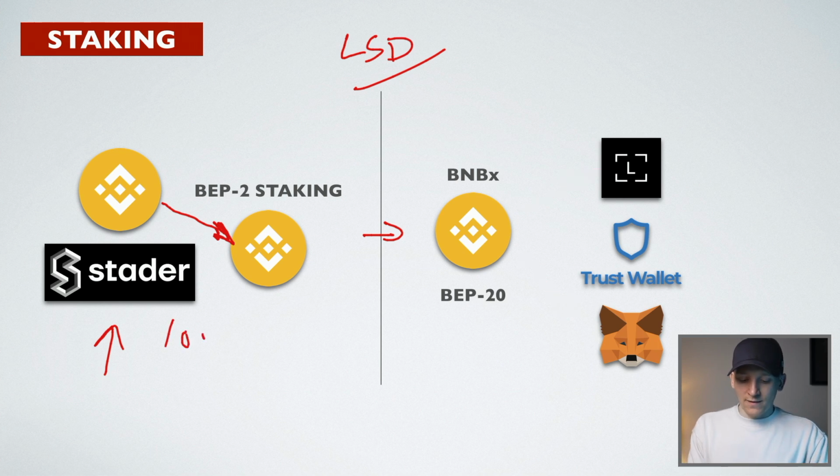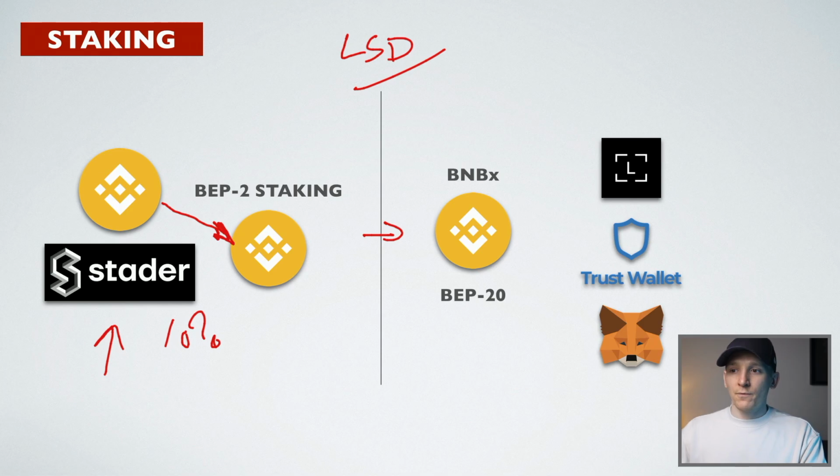So Stader, I think, take around 10% as a fee from the staking rewards, and pass 90% back to you for their service, and you get this token that is completely liquid. You can buy and sell it on the BNB chain very easily, but it accrues all the staking rewards when it's in your wallet, and you don't have any lockup. So I'll show you how to do this.